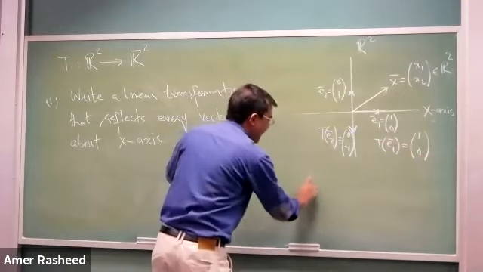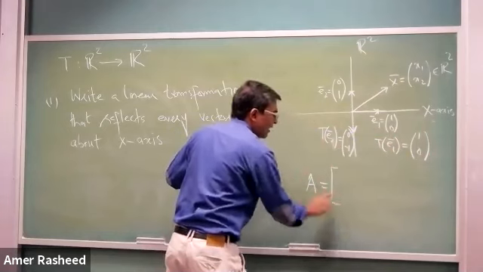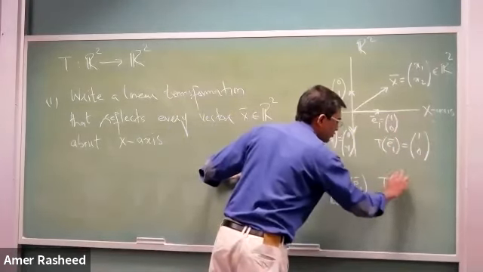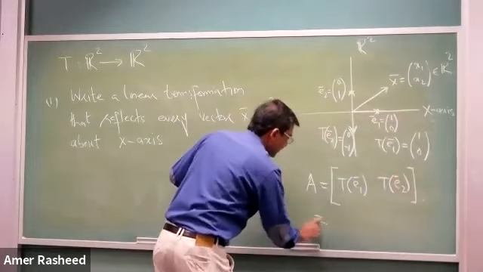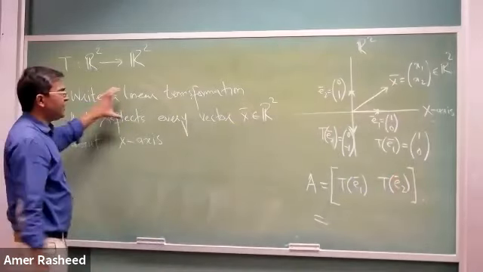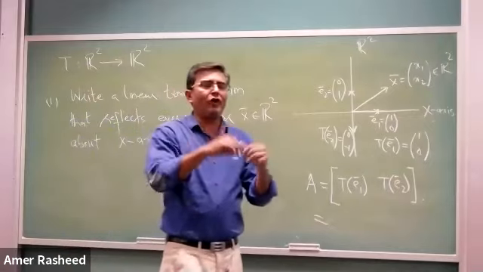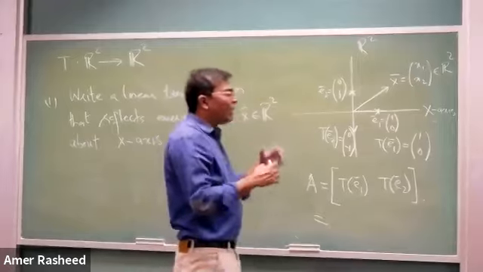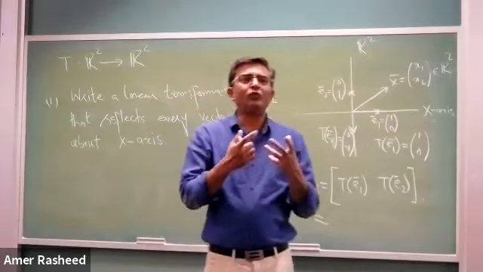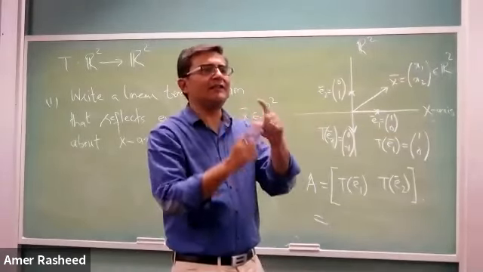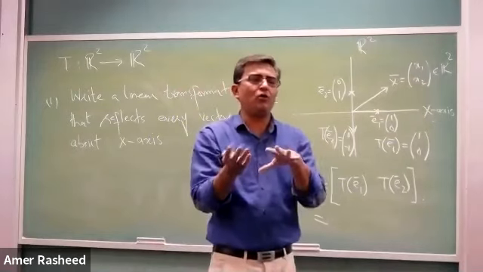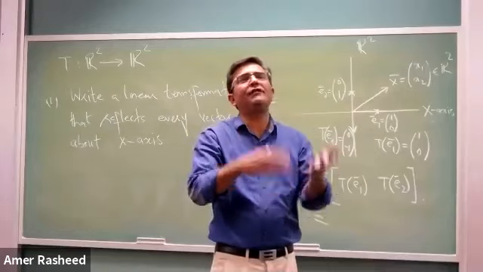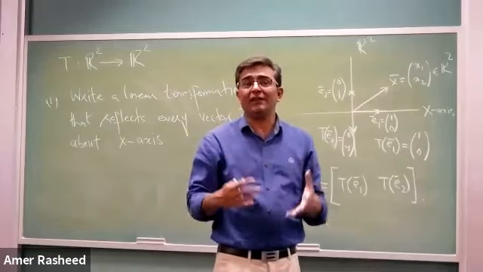Now, what will be the standard matrix here? It will be T of E1 and T of E2. What is the transformation here? The transformation is doing reflection of all elements in R2 about the x-axis. What we do, in fact, is see how the unit vectors in R2 will be reflected about the x-axis. What will be the output when we reflect the unit vectors in R2 about the x-axis?